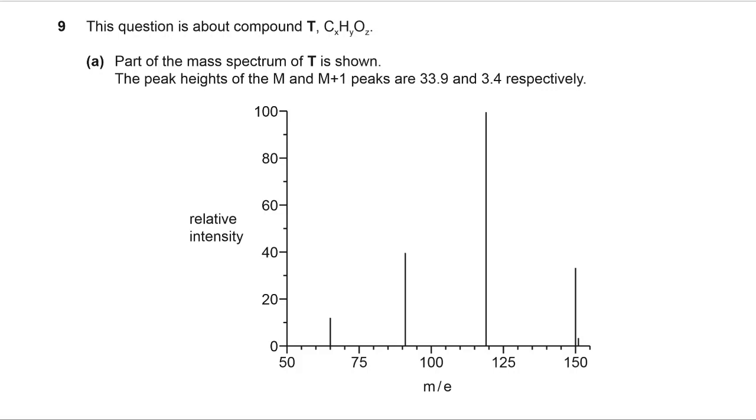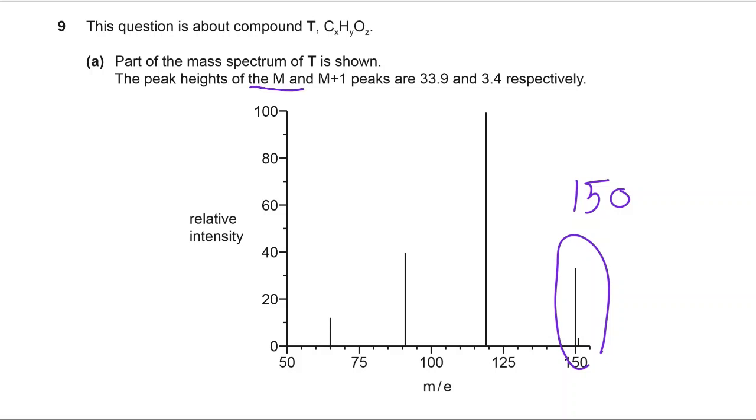This is a question about mass spectroscopy. It is about compound T, which is CxHyOz. We don't know exactly the number of carbons, hydrogens or oxygens. But from part A, part of the mass spectrum of T is shown. Here it is very clear that the molecular mass of your compound is 150.